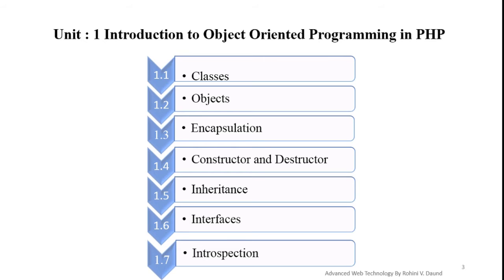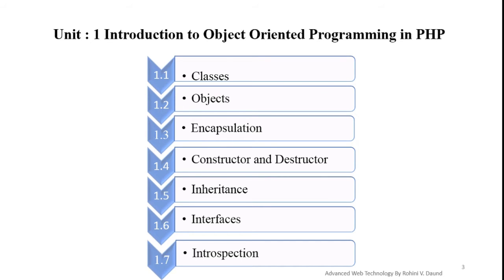Next one is interfaces. An interface is introduced for solving the problem of multiple inheritance. Interfaces allow us to define and create a common structure for our classes. Last one is introspection, the ability of a program to examine an object's characteristics such as its name, parent class, properties and methods.